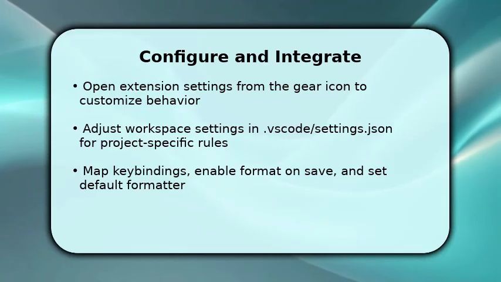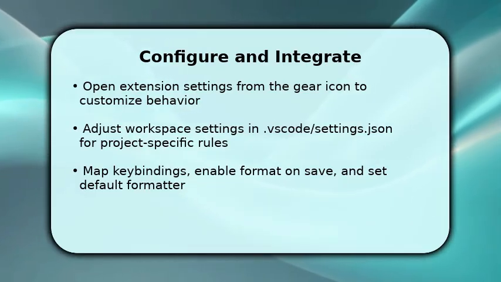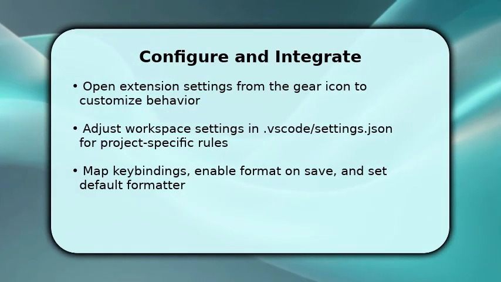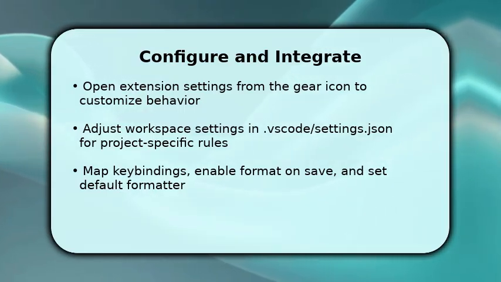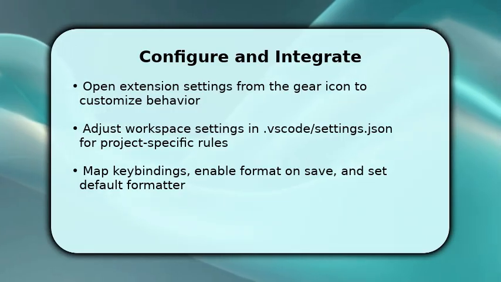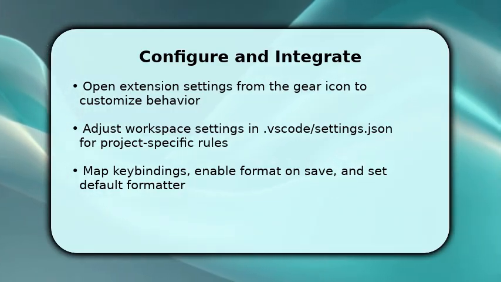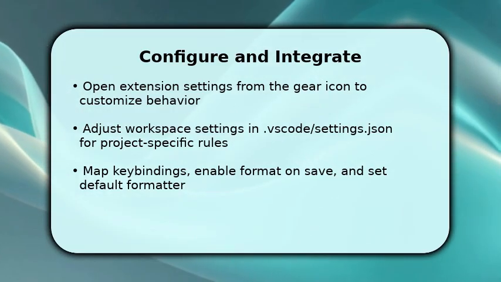Once extensions are installed, configure them to work together. Open the gear icon and edit settings for each extension so they don't conflict. Make sure to apply workspace level settings in .vscode/settings.json when a project needs special rules. This keeps global config clean.